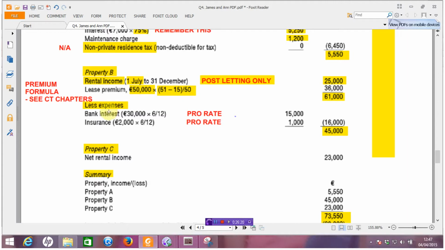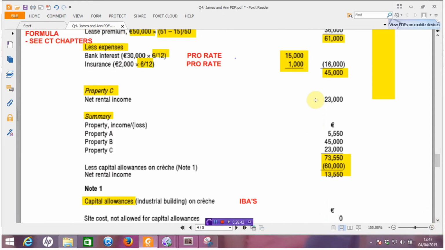In terms of the expenses, again, it's the old accruals trick, and indeed post-letting, just this idea that only 6/12 of the expenses are going to be relevant, okay? Because that's when the property was let from 1st of July. And that's where we get these figures of 15 and 1, leaving us with a profit element of 45, okay? Now, property C, they kindly gave us the rental income in the question. There's a point down below about the industrial buildings allowance or capital allowances on the question, which we'll come to in a moment. So essentially what we've got above is 3 properties, rental income less expenses equals profit, and then here we have a summary.